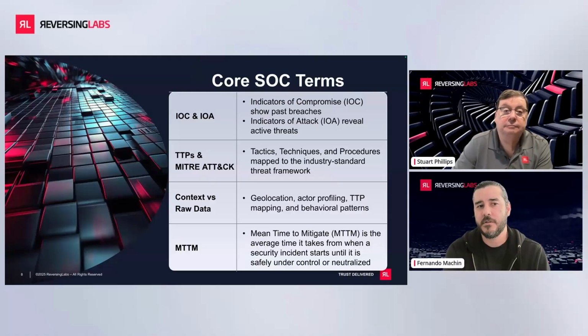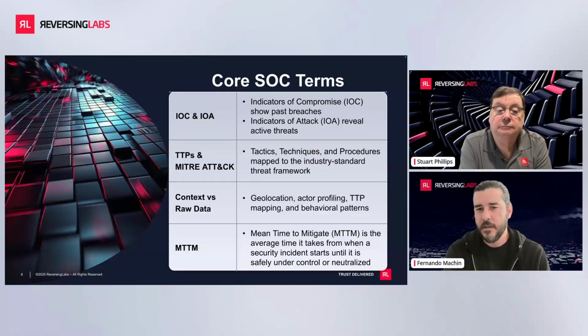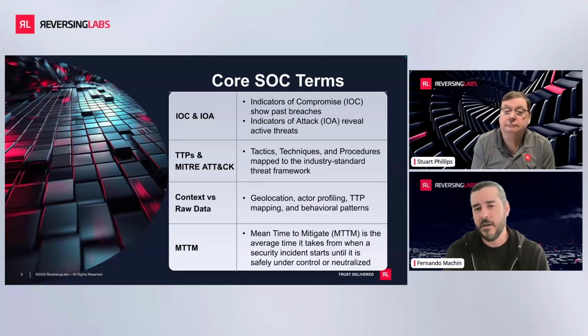The line, context versus raw data, I think is the actual core of the discussion. So you have raw IOCs, that's just the data. You have the TTP mapping, the behavioral patterns, that's the intelligence. That's how you understand where you are within the attack and how that relates. And then the MTTM, that's the outcome. So you have mean time to mitigate, you have mean time to detect. These are different terms that determine how the SOC operates and the context around it.